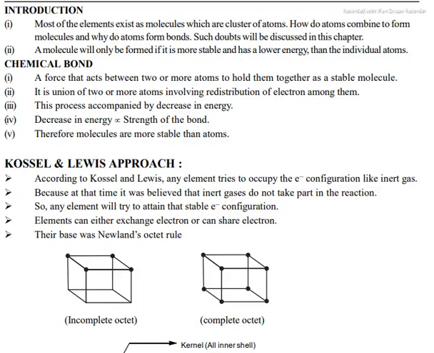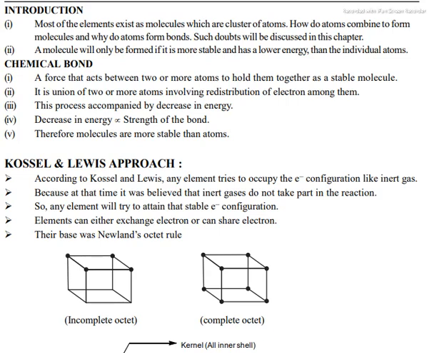Now the question is, what is a chemical bond? Most of the elements exist as molecules, which are clusters of atoms. How do atoms combine to form molecules, and why do atoms form bonds? These types of doubts are going to be discussed in this chapter. First of all, you must know that a molecule is more stable than an atom.